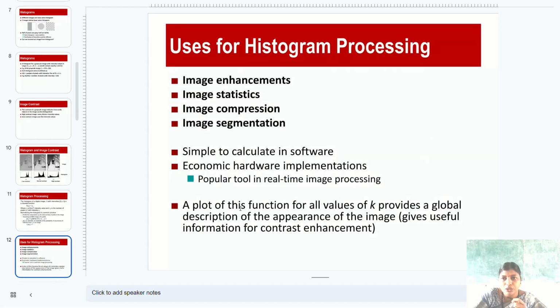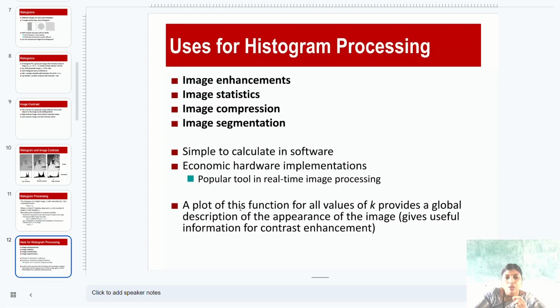Where are we going to use histogram processing? In image enhancement, image statistics, image compression, and image segmentation. We can calculate it simply by using software. You can enable your software to calculate the histogram, and it is very economical, and the hardware implementation is also very simple. It is a popular tool used in real-time image processing. You can use MATLAB to find it, and you can use a real-time image processing tool also.